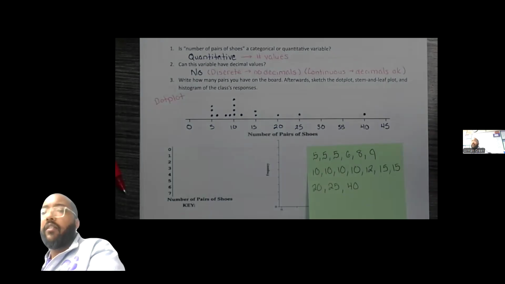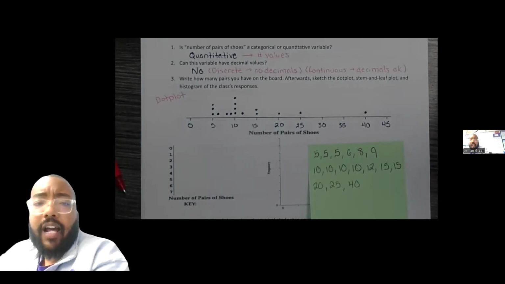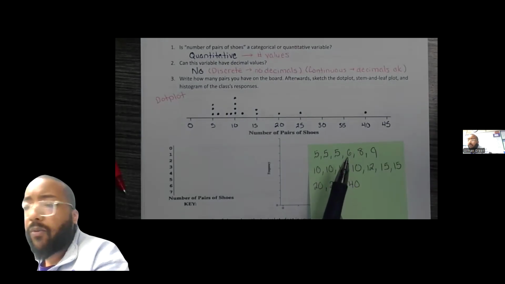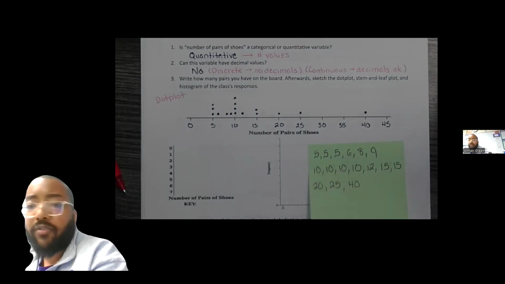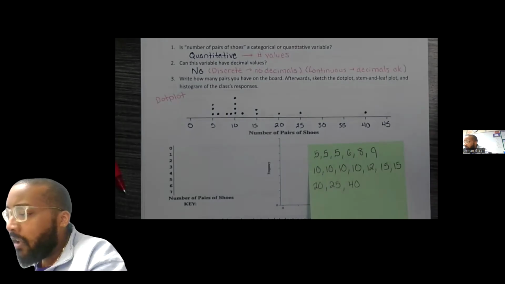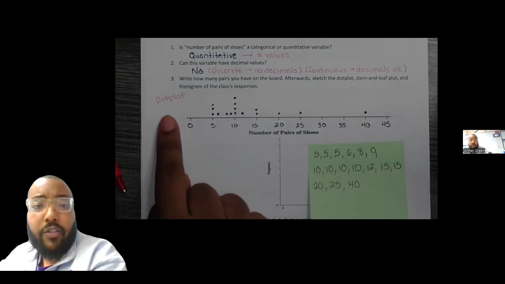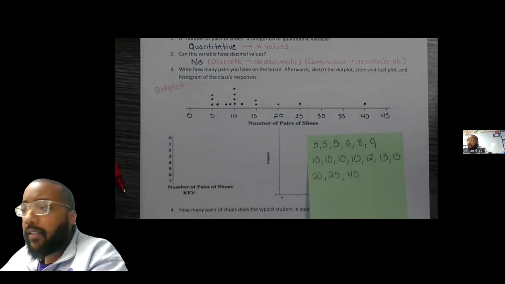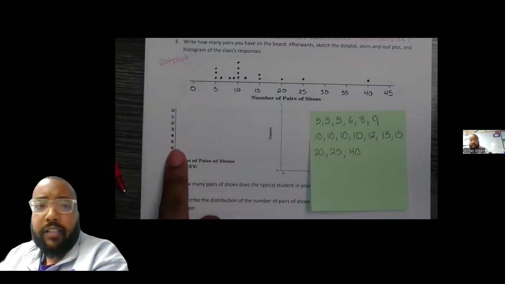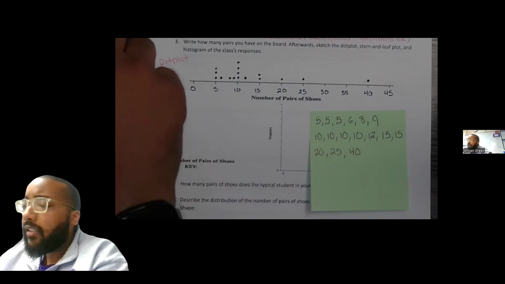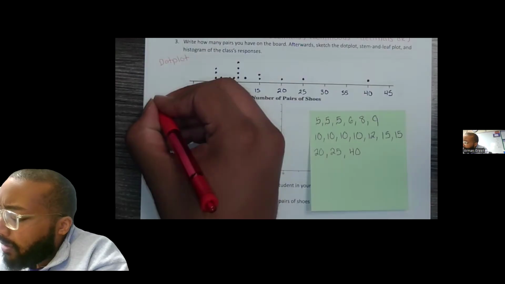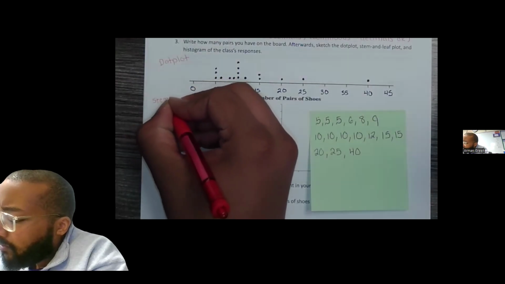at 40. So this is going to be the dot plot that corresponds to this data here that we have for number of pairs of Nikes that teachers own. So that is one way we can actually visualize quantitative data. The second option is that we're going to look at this on the left here. The second option is what we have called a stem and leaf plot.